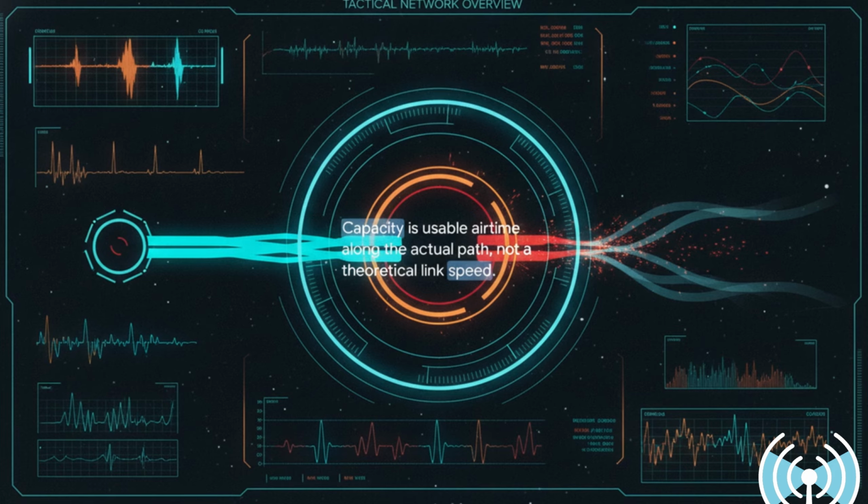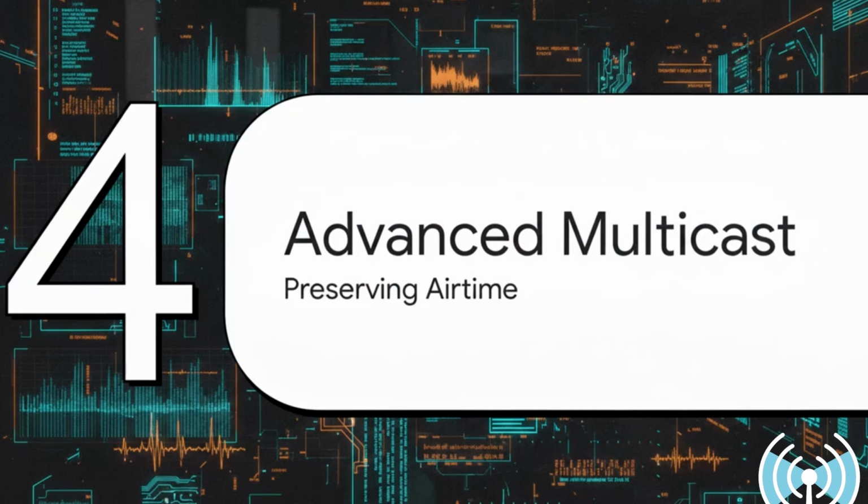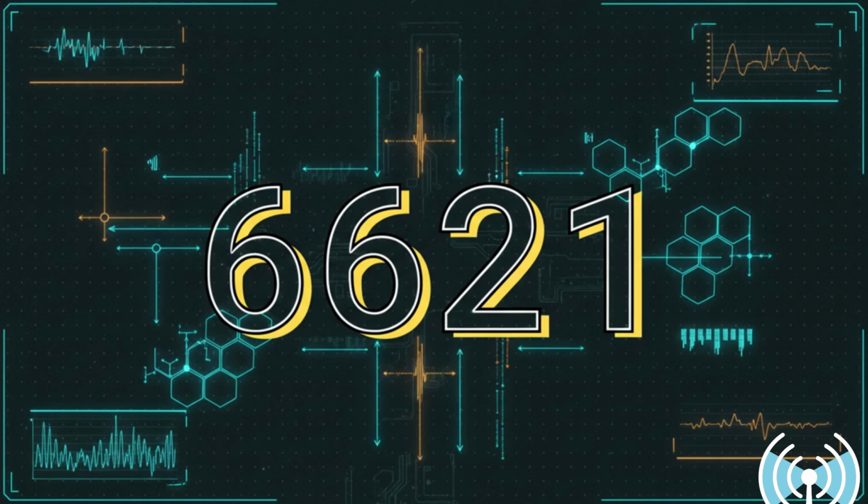It's the usable airtime along the actual path. You have to preserve it at all costs. Let's dive into some solutions in Section 4, advanced multicast forwarding. Enter RFC 6621. This is a standard from the Internet Engineering Task Force, known as Simplified Multicast Forwarding, or SMF. It was built specifically from the ground up for limited wireless mesh and mobile ad hoc network environments. And honestly, it proves that efficient flooding is sometimes a mathematically acceptable trade-off, as long as it's highly engineered.